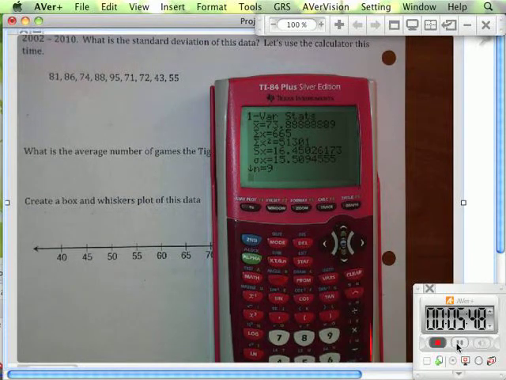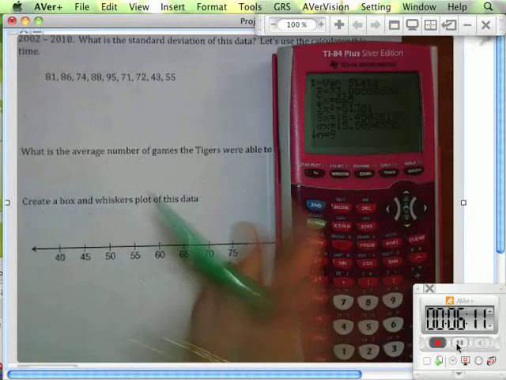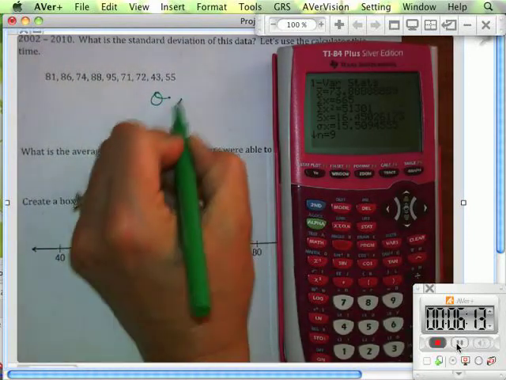Does anybody see it? Did I miss a number or something? Because yours says 73 and mine says 72. Which one is it? It's the sigma right here. It's 15.5. Okay, that's the standard deviation. You should have 9 data pieces in there. Okay, so I got that right off the calculator. So standard deviation of x is 15.5.